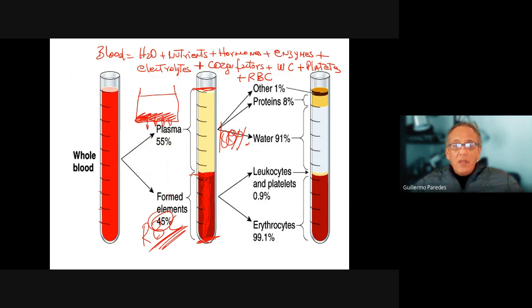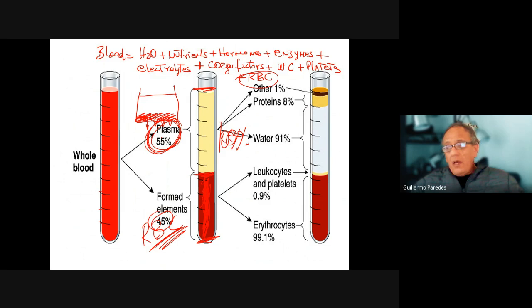So what is the percentage of red blood cells in the blood? 45%. The rest are going to be elements that are not as heavy as the red blood cells. So they are going to be on the top. Here we have everything but the red blood cells. So here we have the water, the nutrients, the hormones, the enzymes, electrolytes. We have some proteins, coagulation factors. We have the white cells here and the platelets. So all this is what we call the plasma. So what is plasma? Plasma basically is the blood without red blood cells.